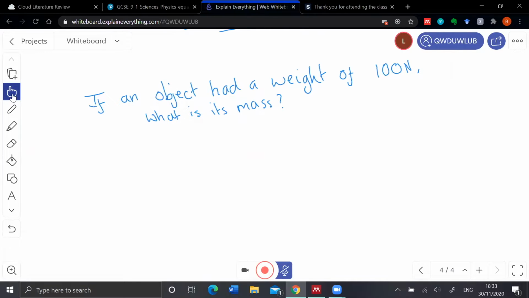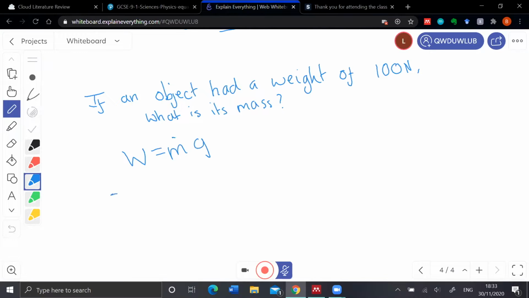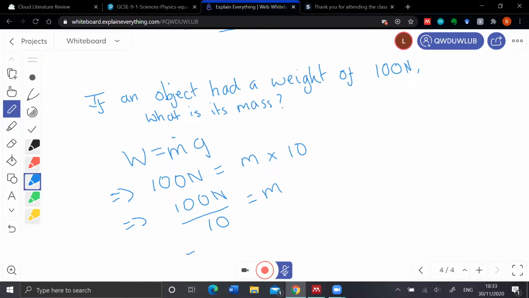If that was a question in a real paper, always write out what you're doing, even though you think, okay, this is easy, you still have to write out and say what you're doing. So W equals mg, show the person you understand. Weight, so 100 newtons equals mass, don't know, times 10. So rearrange and divide both sides by 10. So 100 newtons over 10 is equal to m. We can quickly work out that that's going to be 10. So m equals 10 kilograms.